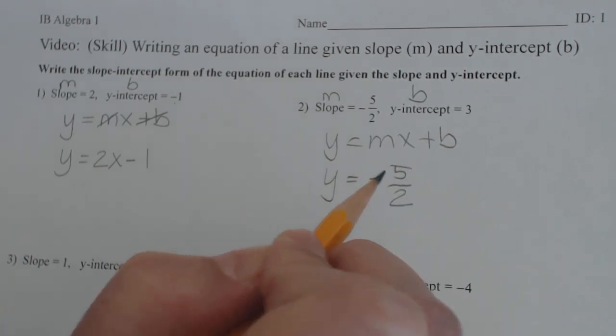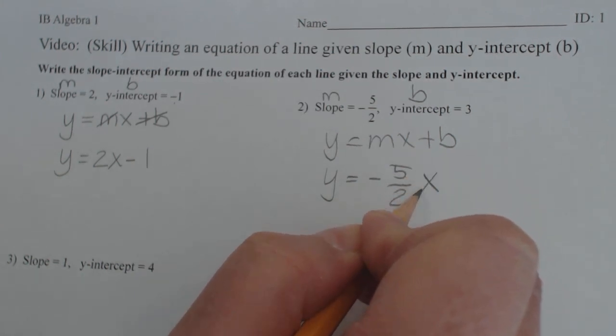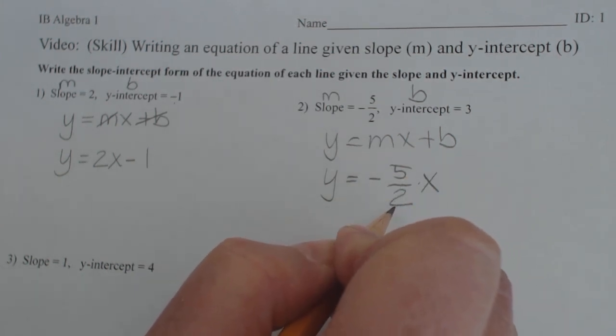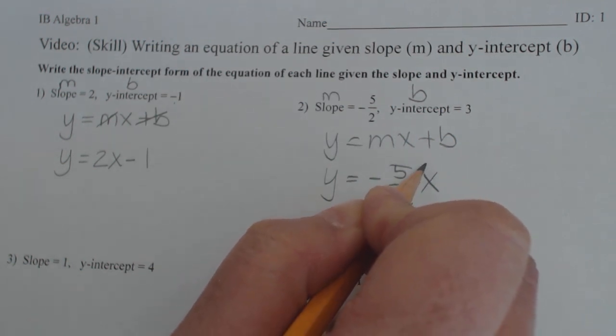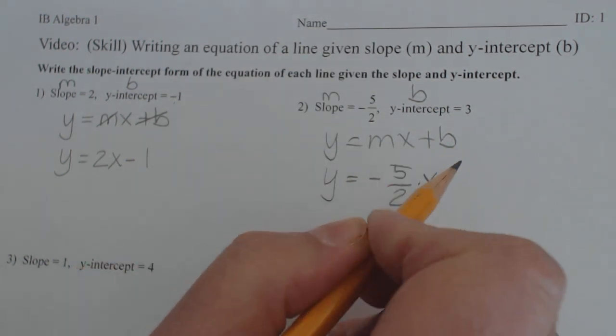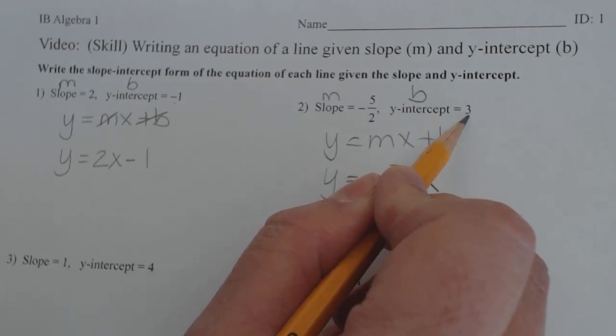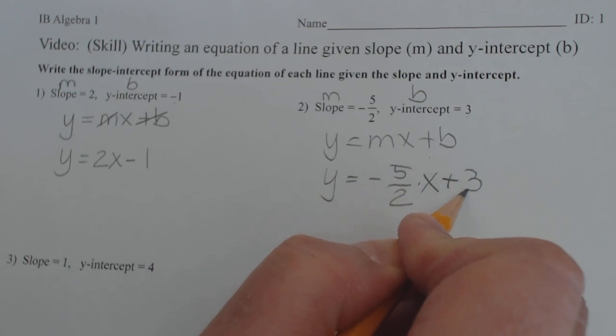Now, when you put your x, please either place the x on top with the 5 or in front. Do not place it with the 2 because it is not in the denominator. This is really -5/2 times x. So make a big old x and put a little multiplication. Now we need our b. Our b is 3. This number is positive, so it's going to be plus 3.